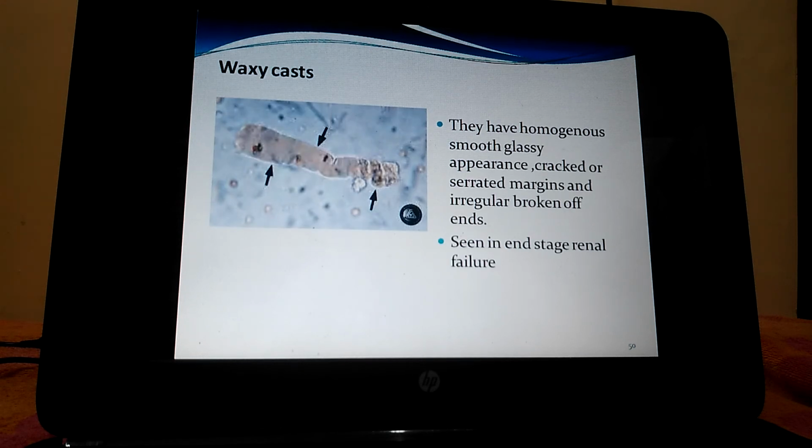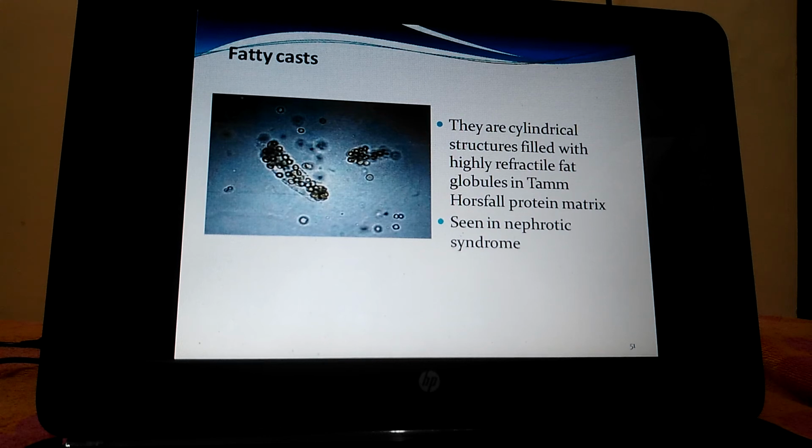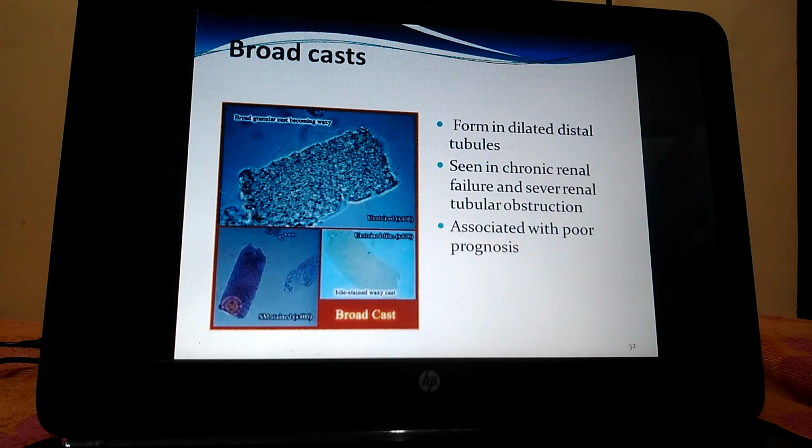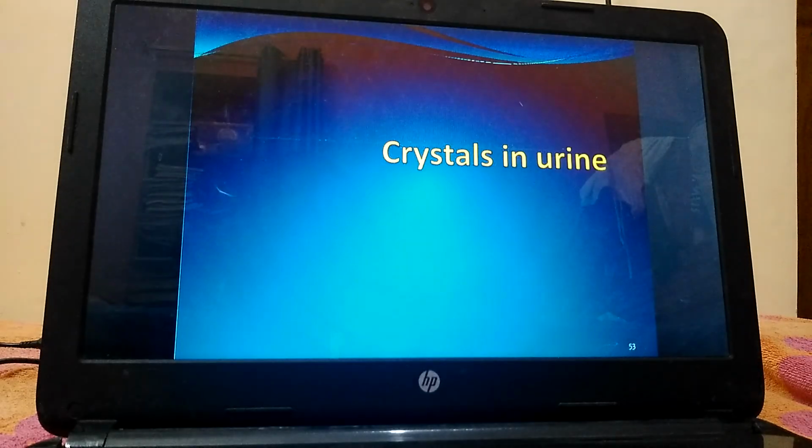Waxy cast, they have homogeneous, smooth, glassy appearance, cracked or serrated margins, and irregular, broken off ends, seen in end-stage renal failure. Fatty cast, they are cylindrical structures filled with highly refractile fat globules in Tamm-Horsfall protein matrix, seen in nephrotic syndrome. Broad cast, mainly form in distal and dilated distal tubules, seen in chronic renal failure and severe renal tubular obstruction, and it is associated with poor prognosis.